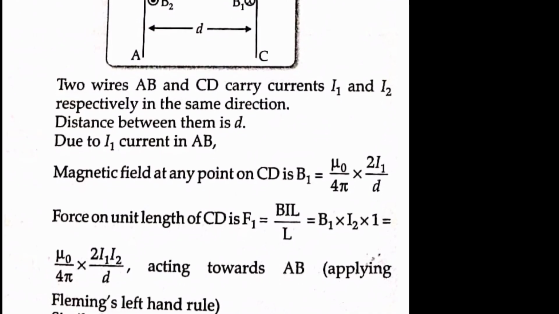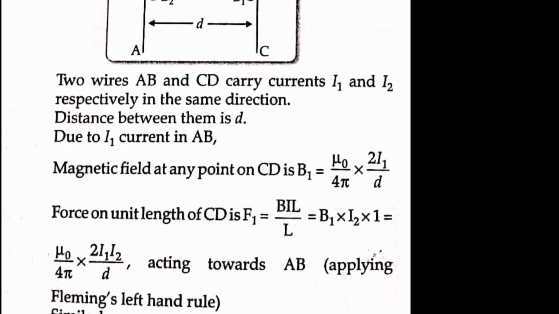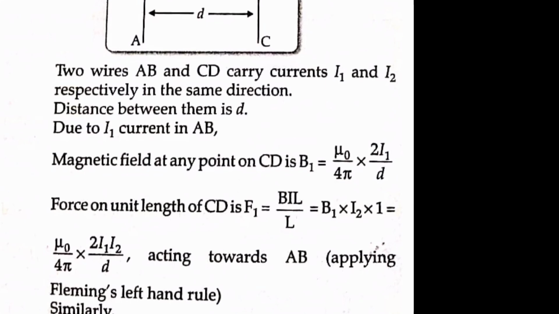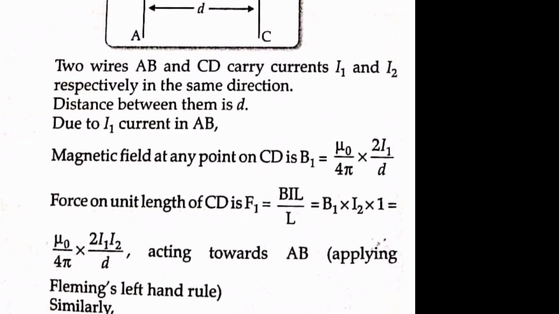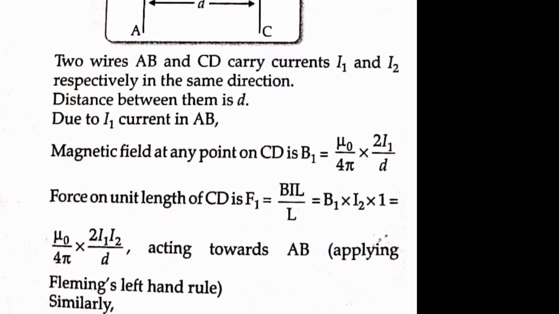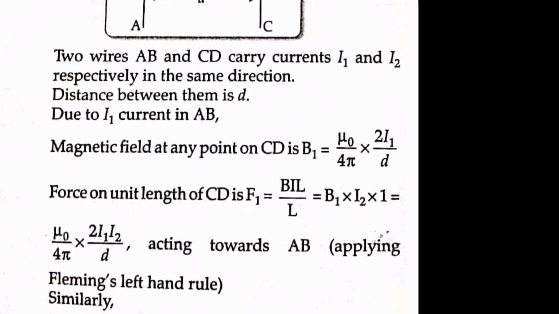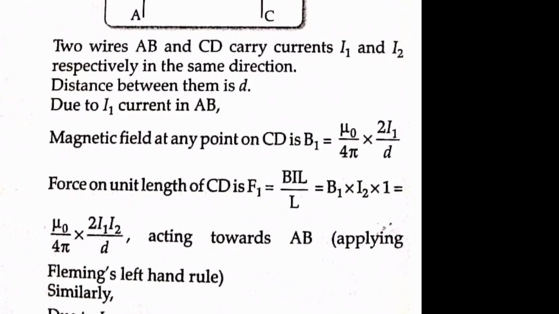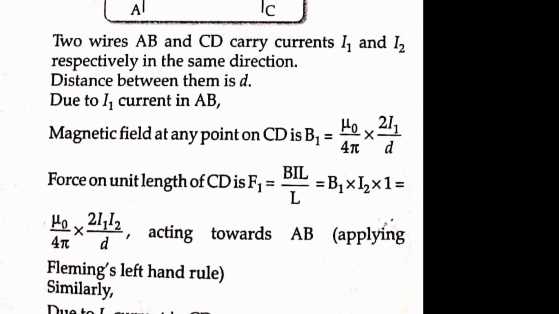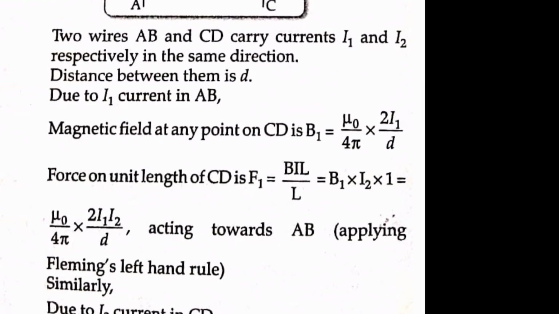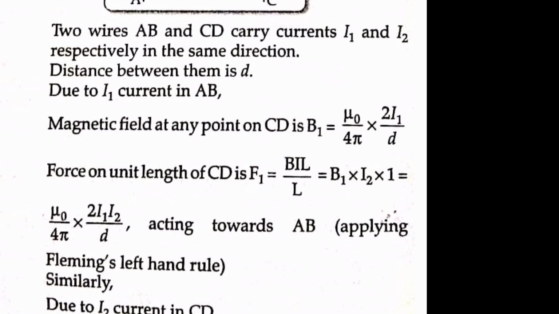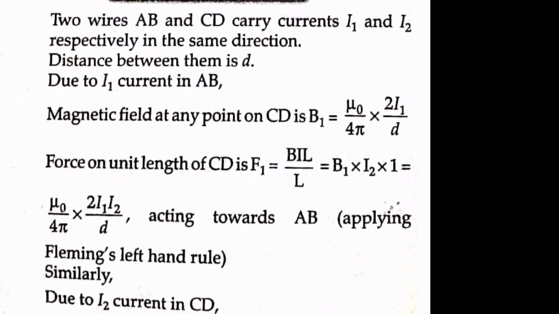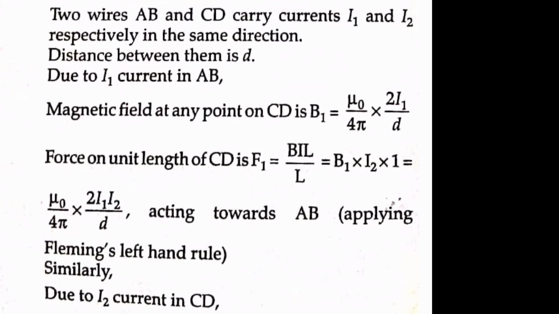And the force on unit length of CD is F1. That will be equal to BIL by L, right? That is the force on unit length of CD. That equation we have studied, BIL by L. So how can we write it? B means here B1, we are taking into I2, as the I2 current is flowing, and into 1. So that will be equal to mu 0 by 4 pi into 2 into I1 I2 divided by D. That we can write as acting towards AB.